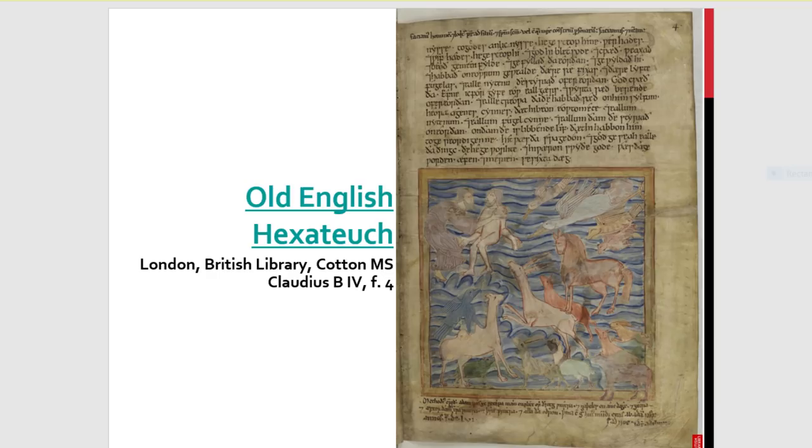And so we are going to be looking at a book called The Old English Hexateuch. Yeah, that's what I figured. I thought it would be something like that. And so Nick's going to pull up another version of this from the British Library. And this is London British Library Cotton Manuscript Claudius B4.